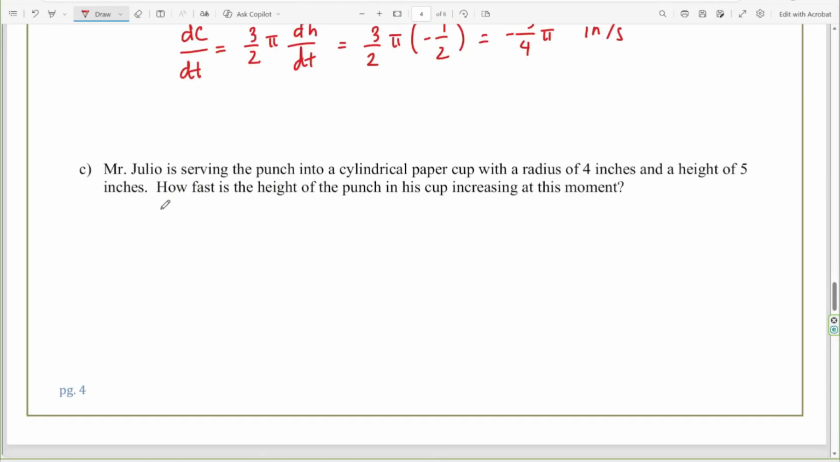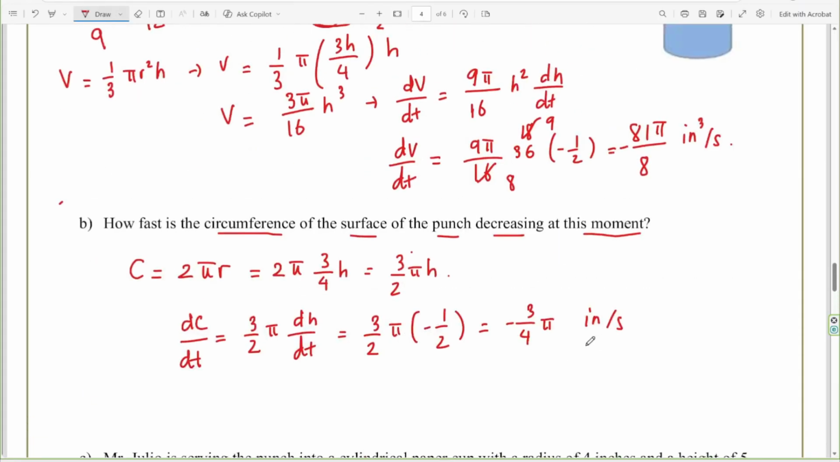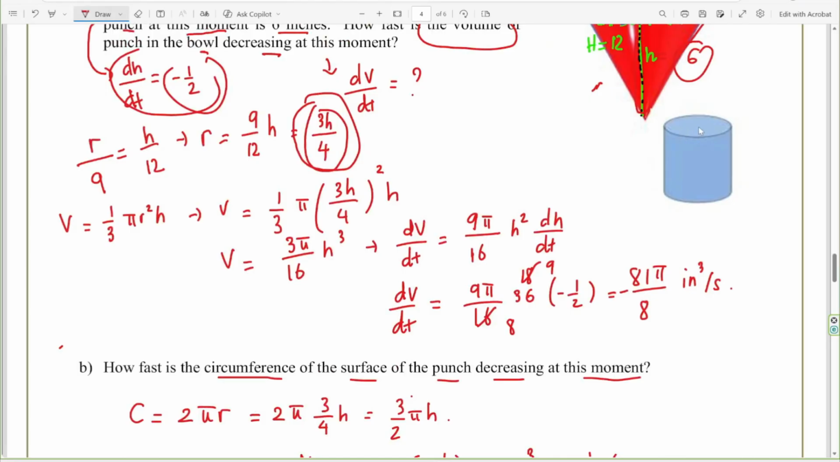Now, question C. Mr. Julio is serving the punch into the cylindrical paper cup with the radius of 4 inches and the height of 5 inches. How fast is the height of the punch in his cup increasing at this moment? Right? So, this one right here. The radius is 4, right? The height is 5, right? You need to find dH over dt of this cylinder right here, right?